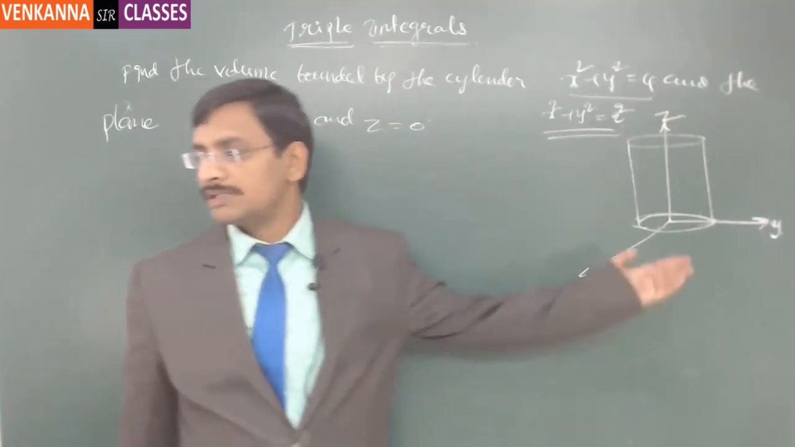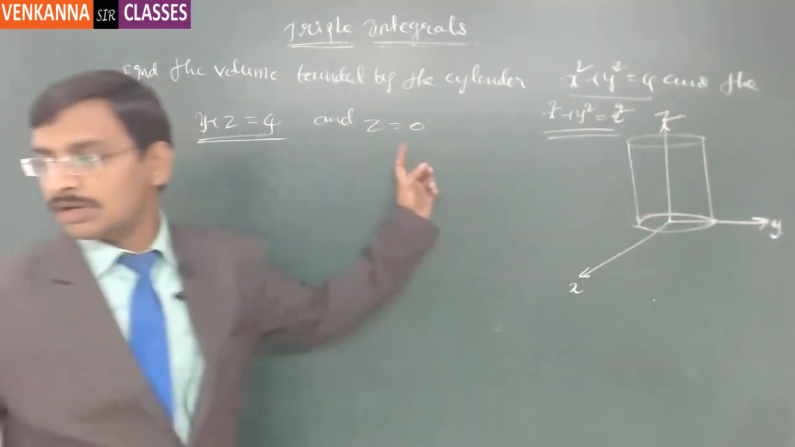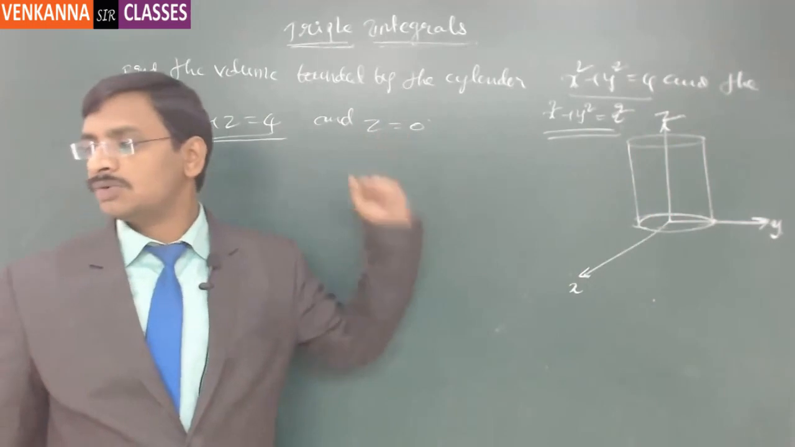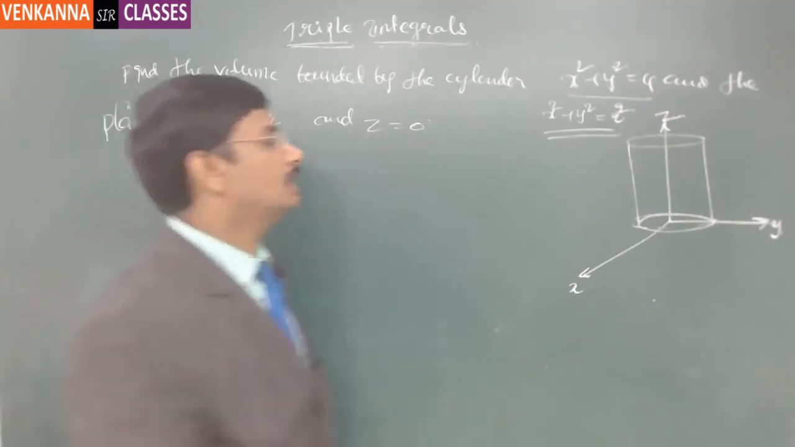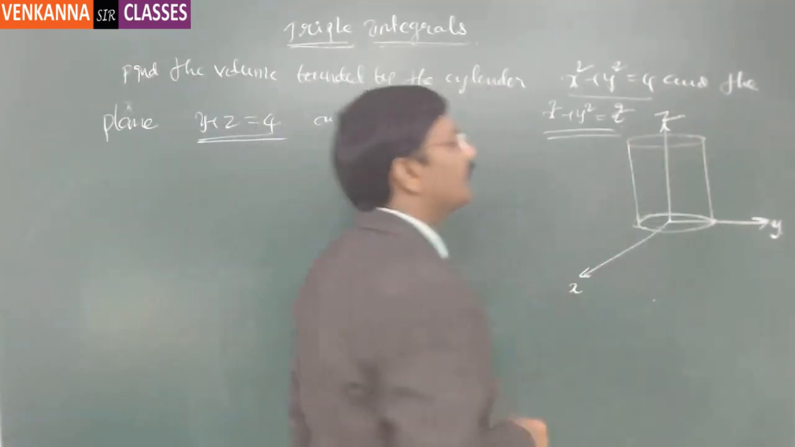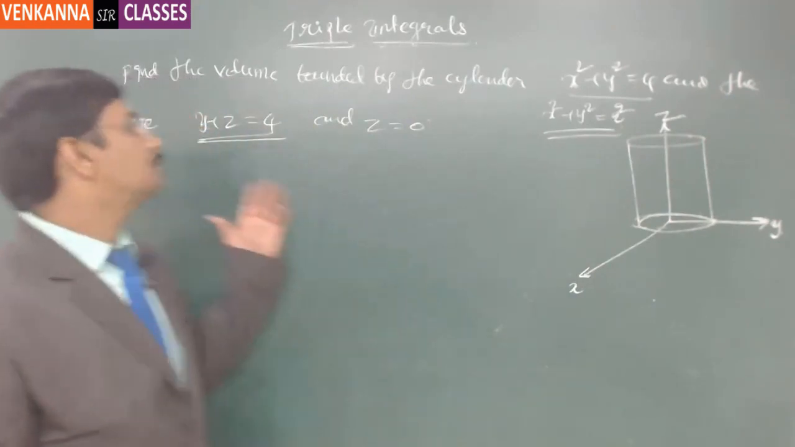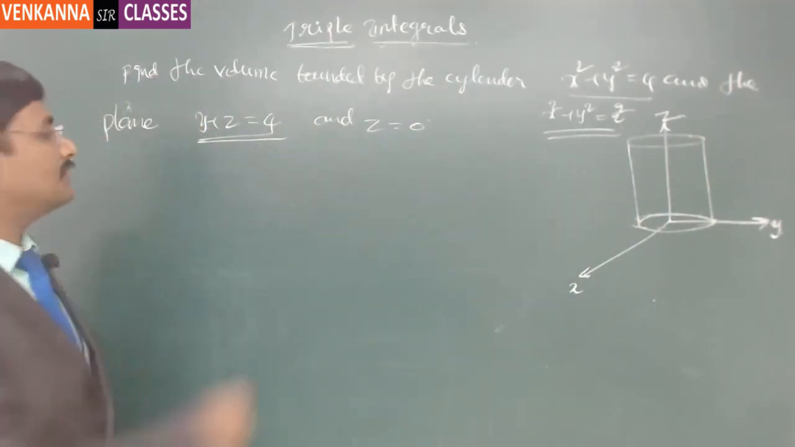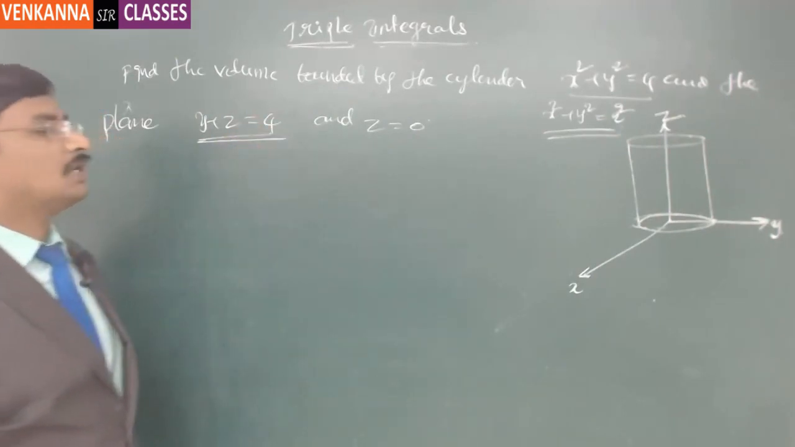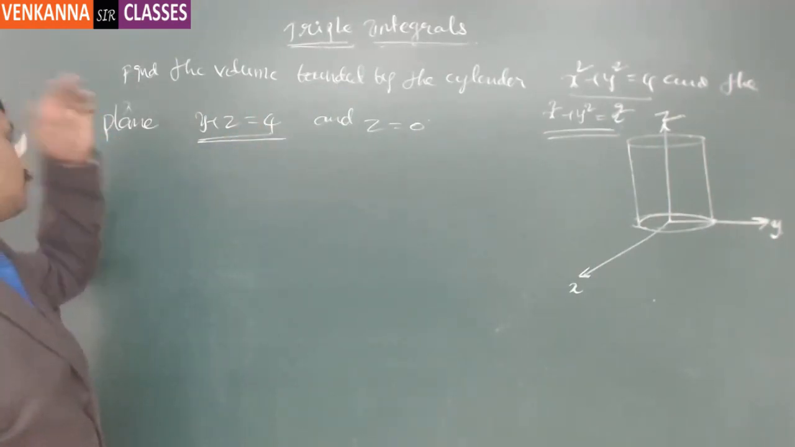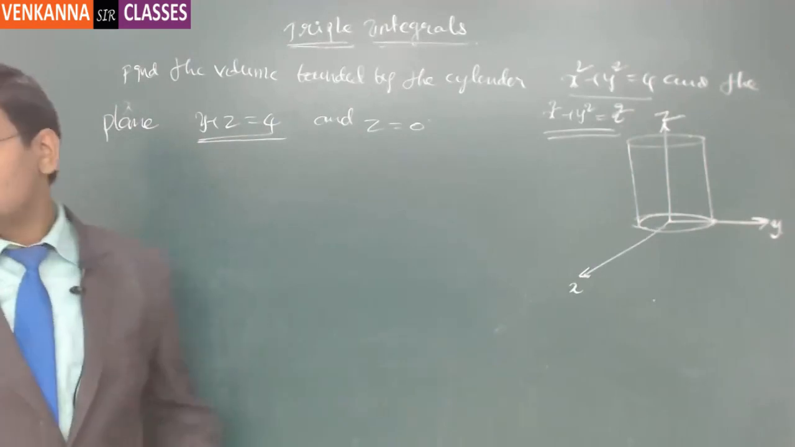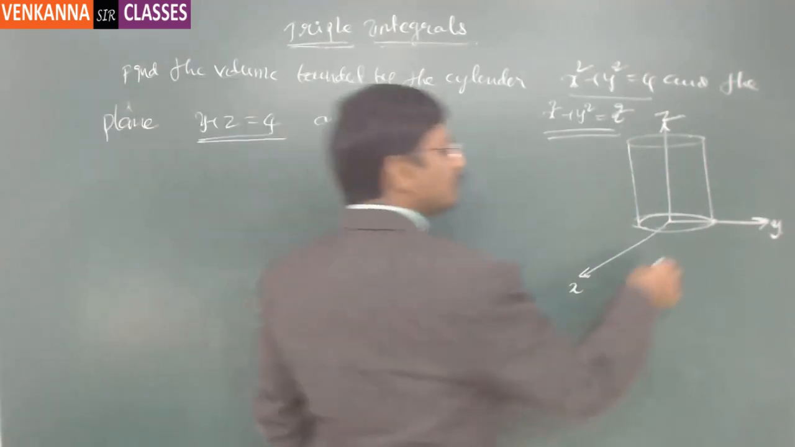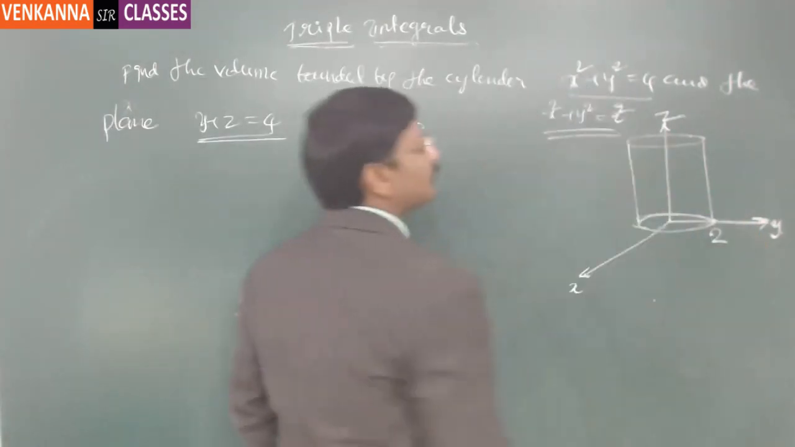Now I have cut this cylinder at z is equal to 0 because he is talking about one more plane, the z is equal to 0 plane. Then at any instant, this is the z value, right? This z value is bounded by the y plus z is equal to 4 plane. So when z is equal to 0, then y is equal to 4. When y is equal to 0, z is equal to 4. The radius of the cylinder is 2.